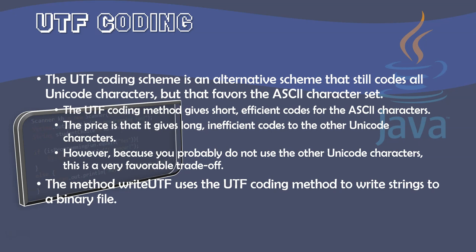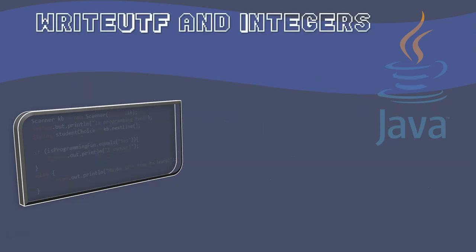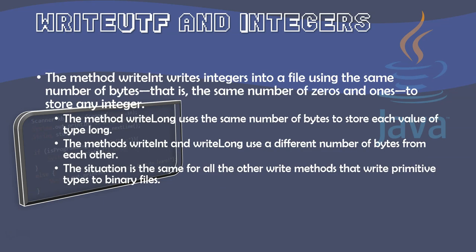Now, the method writeUTF does use the UTF coding method to write strings to a binary file. And so let's look at writeUTF and integers, because this is going to be an interesting combination. The method writeInt, if you recall, writes integers to a file using the same number of bytes, that is the same number of zeros and ones, to store an integer. The method writeLong uses the same number of bytes, therefore, to store each value of long. writeInt and writeLong actually use a different number of bytes from each other. The situation is the same for all the other write methods that use primitive types to binary files, so the length of those can vary.